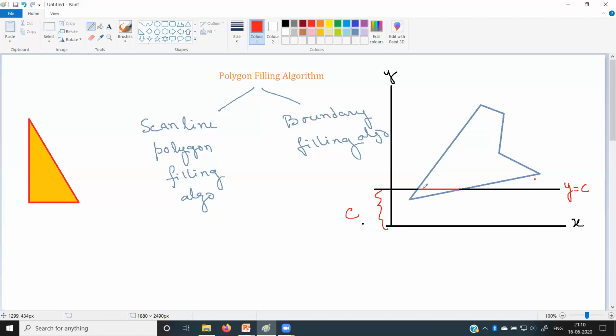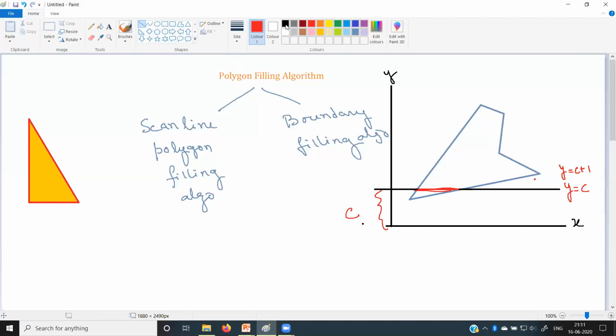For this particular line, we have just colored the portion of the line which is inside the polygon. In the same way, again we will draw another line which is y equals c plus 1. Definitely it will be the next line after this, and these two lines, y equals c plus 1 and y equals c, are consecutive. If you draw another line, as I'm showing you here, in this case the lines are not that consecutive, otherwise you can't understand.